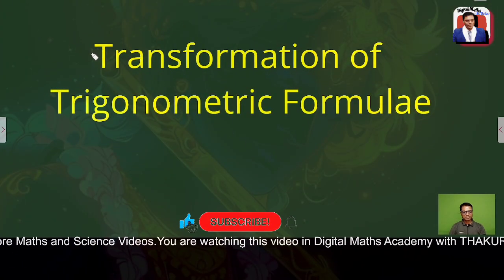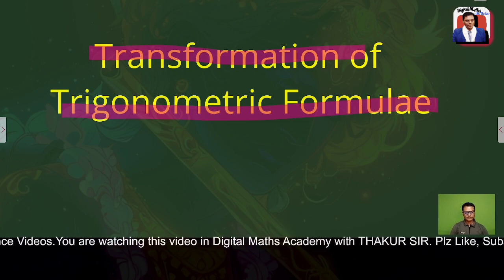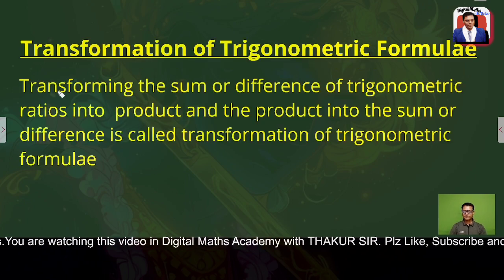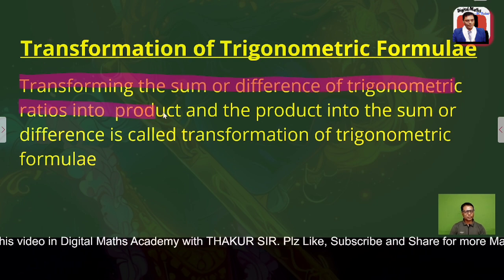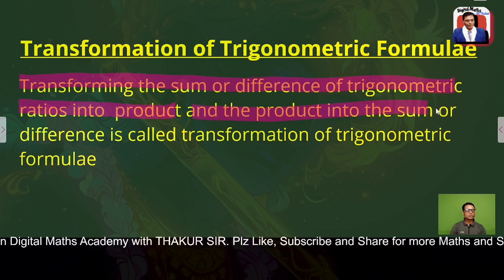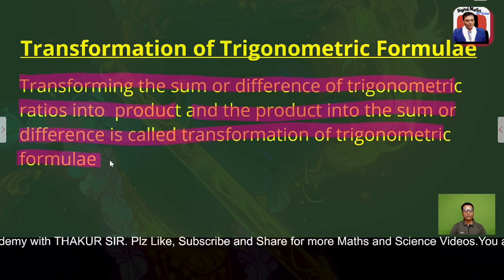Today's topic is transformation of trigonometric formulae. Its definition: transforming the sum or difference of trigonometric ratios into product, and the product into the sum or difference, is called transformation of trigonometric formulae.